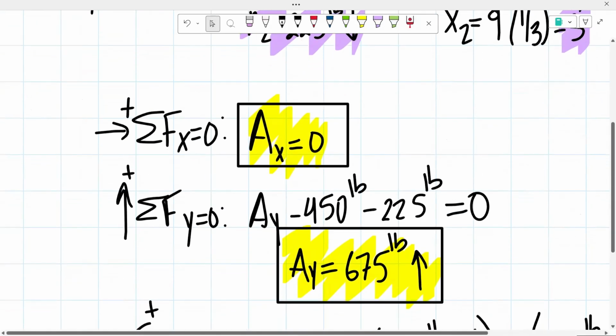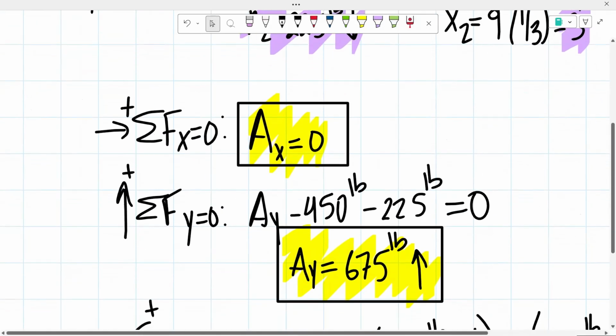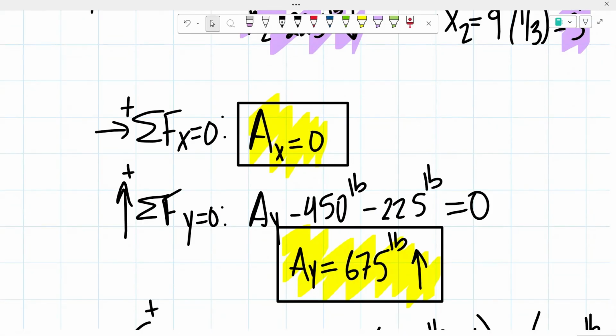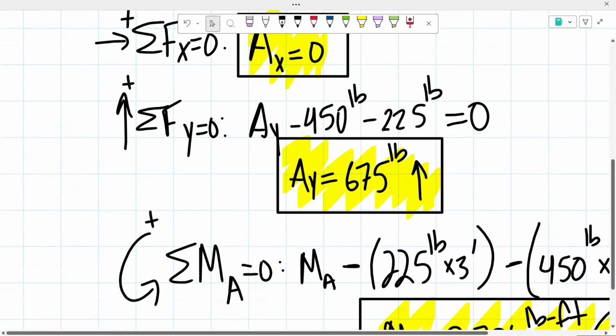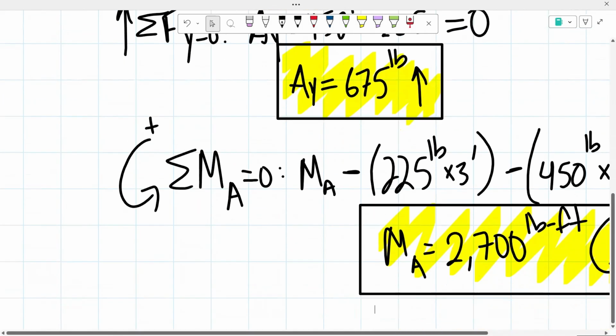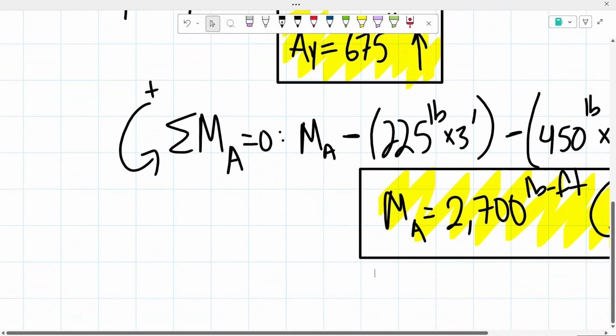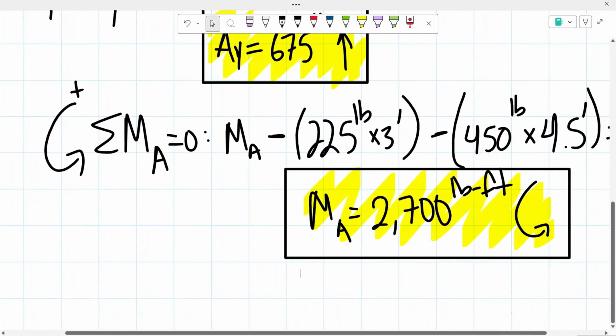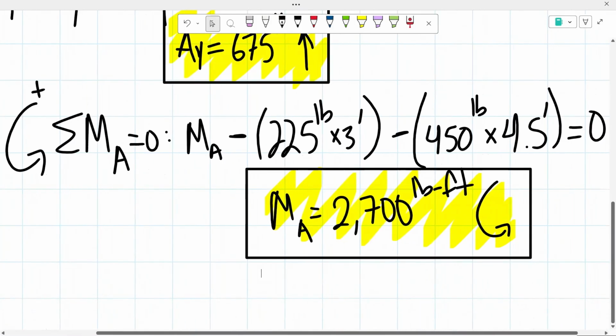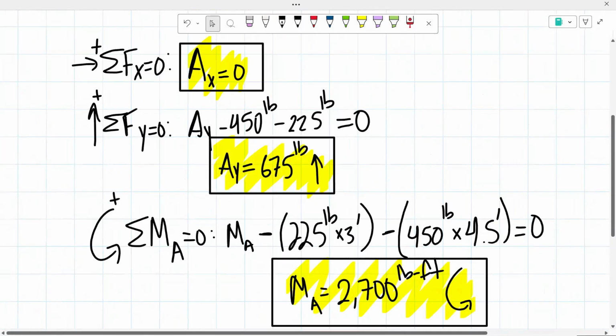From there, we just determined the sum of our forces in our x direction, giving us the magnitude of our reaction A sub x, which we found out to be 0. From there, we did that for our forces in the y direction, giving us the value of A sub y equaling 675 pounds. And then from there, we took the moment about point A to determine the value of the moment at A, giving us 2,700 pound-feet going counterclockwise.